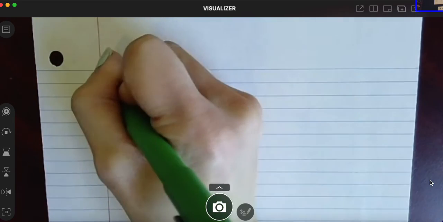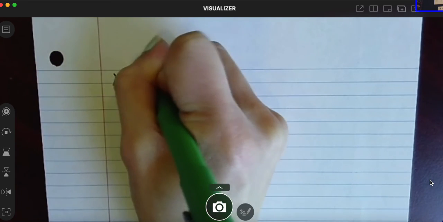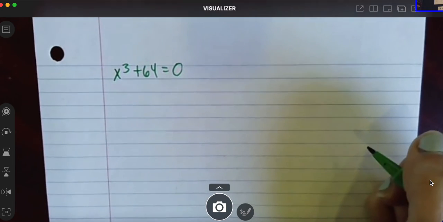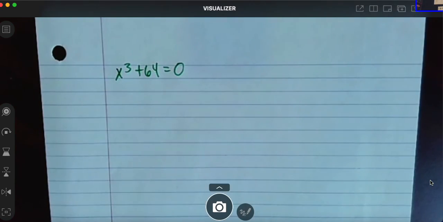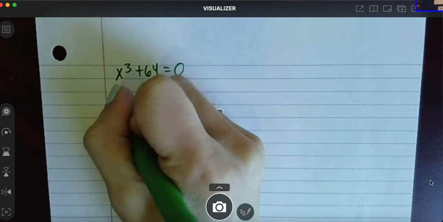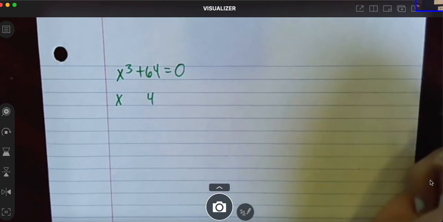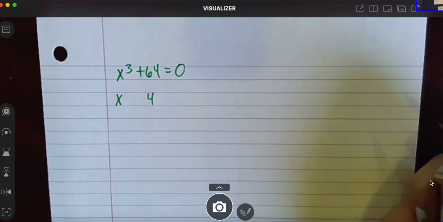Let's look at x to the 3rd plus 64. Okay? Are those perfect squares? Yes, they are. Not perfect squares, I'm sorry, perfect cubes. What are the 2 things that we're cubing? X and 4. Does everybody know where I got those from?